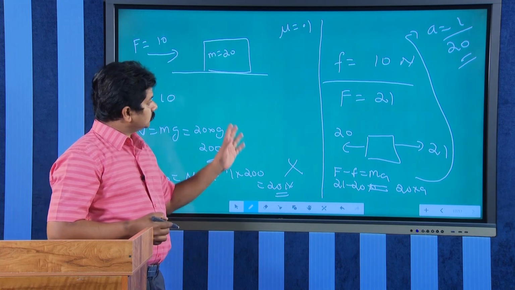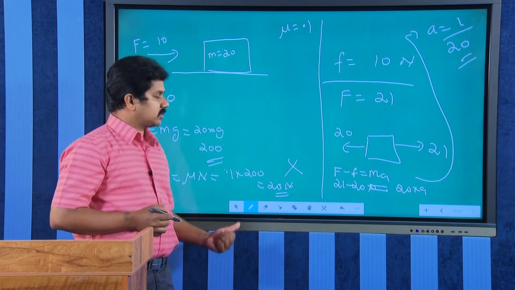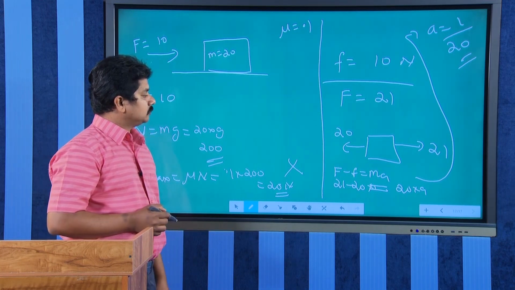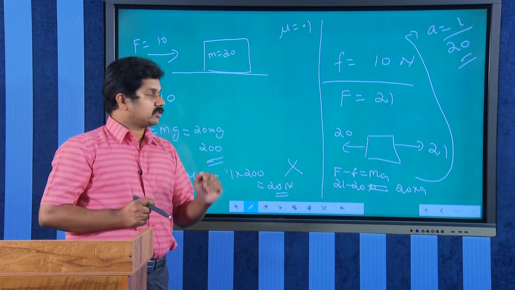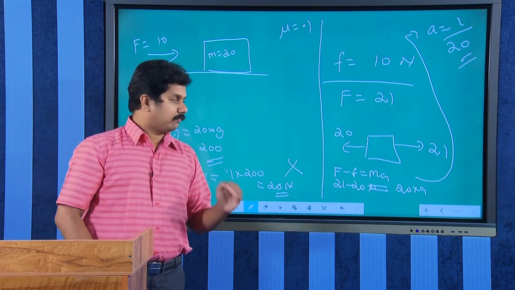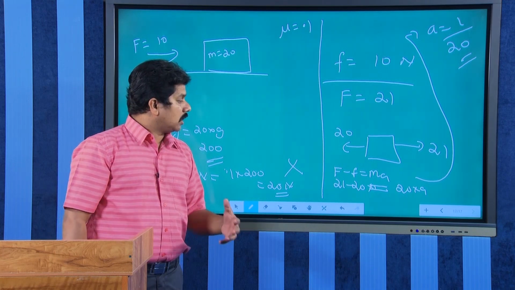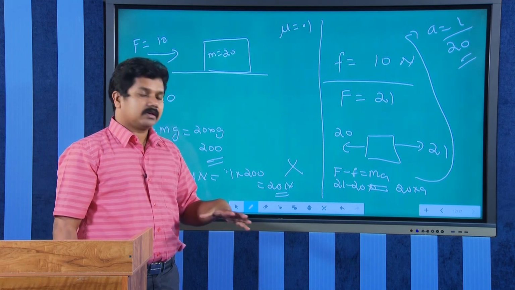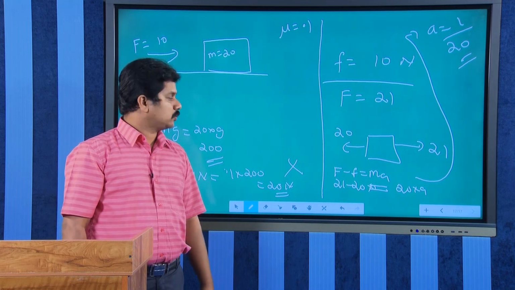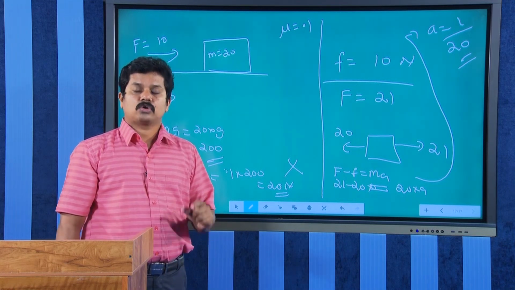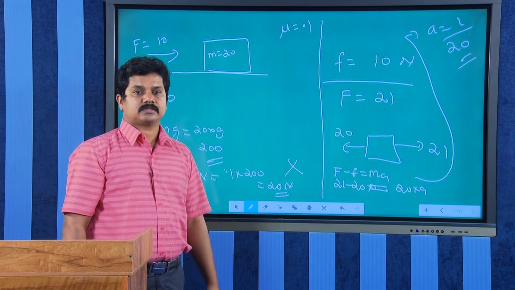Clear? So, that is the way the friction acts on a block. Keep in mind the friction is not a constant value. Friction is a force which comes into play when there is a relative motion between the two surfaces. The frictional force always opposes the relative motion.